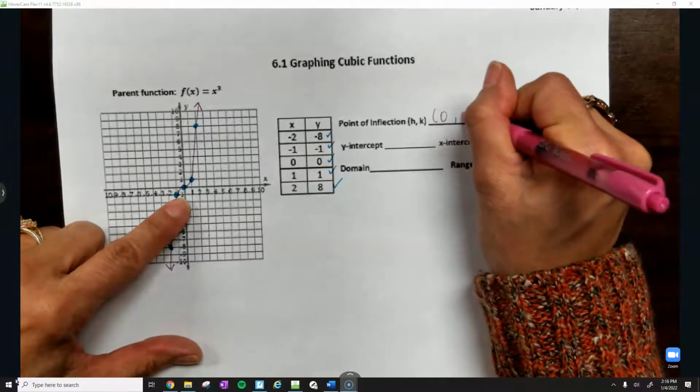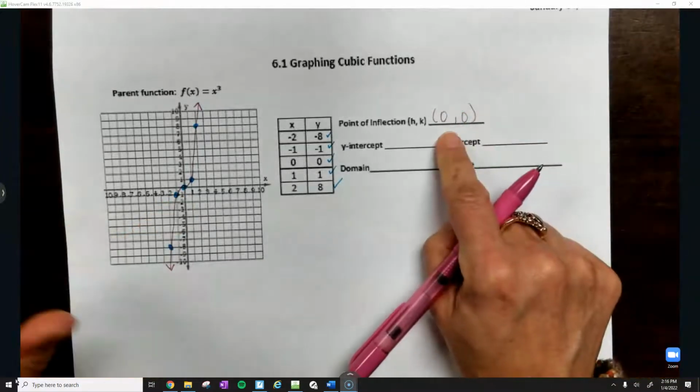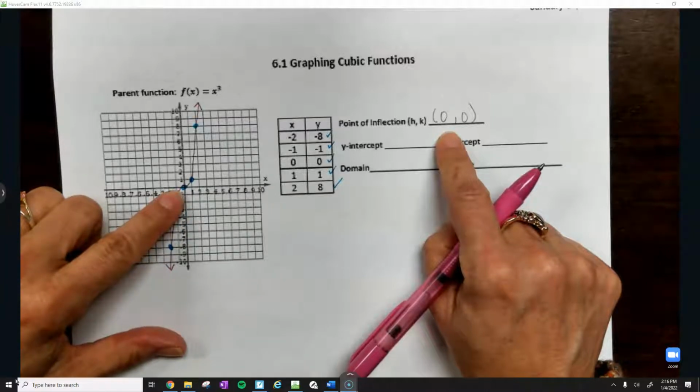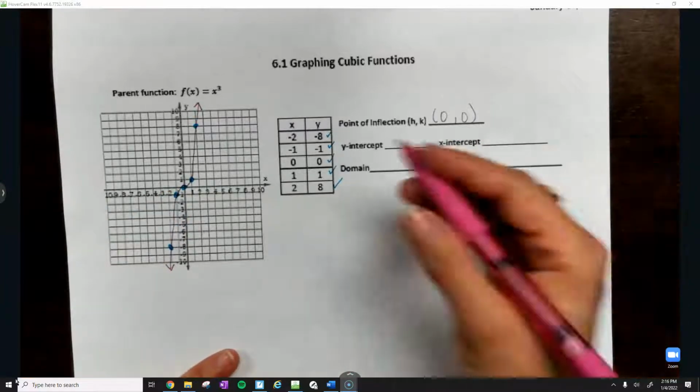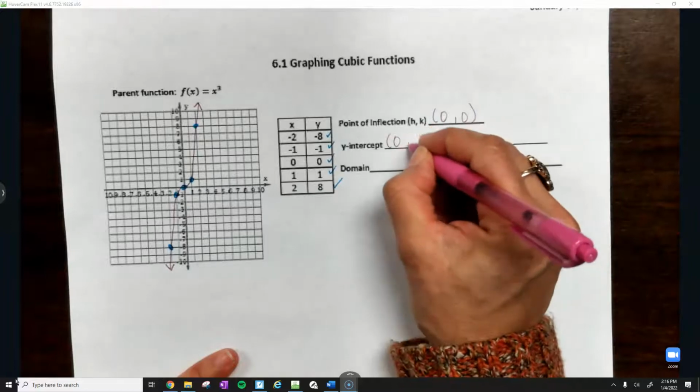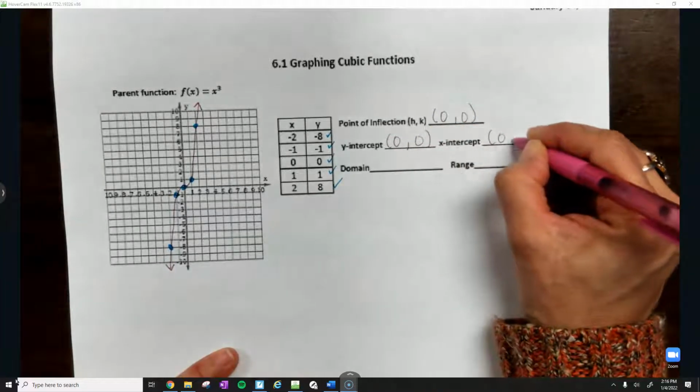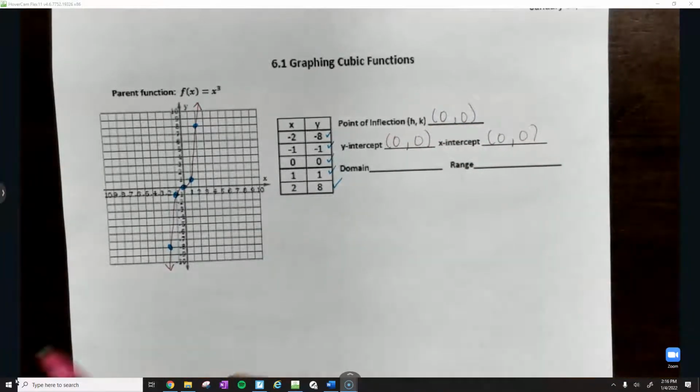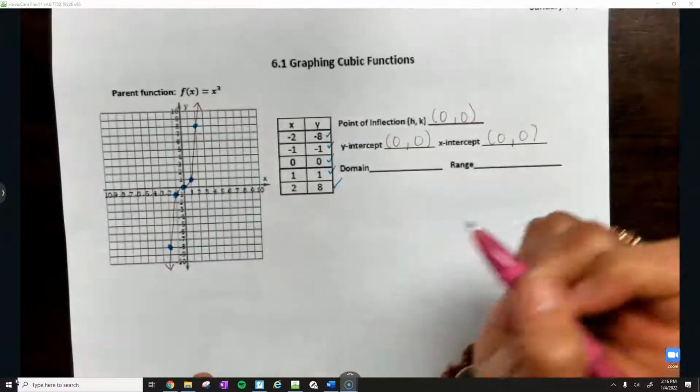So guys, we're going to write 0, 0 for HK, which is the point of inflection. And guys, anytime you have an origin for your vertex or your HK, that is your X and Y intercept at the exact same time.